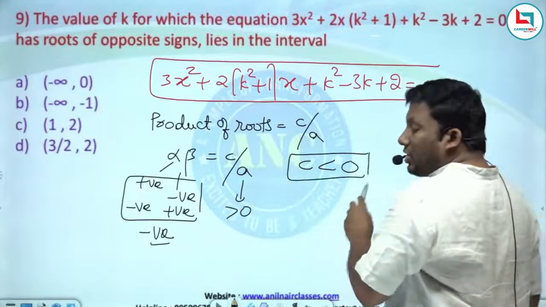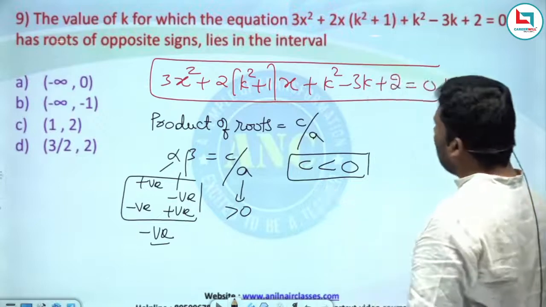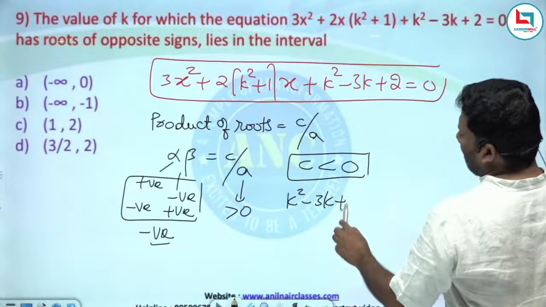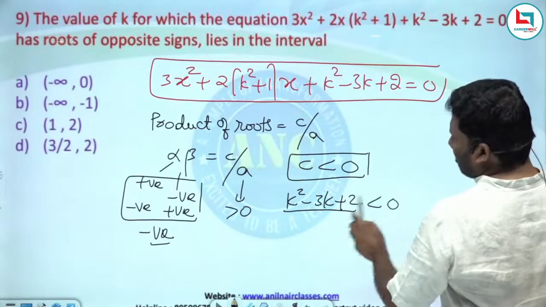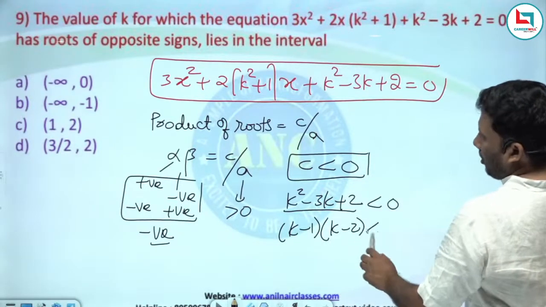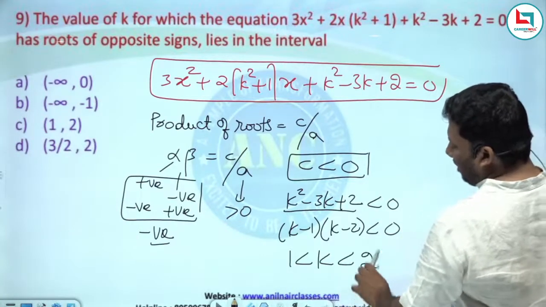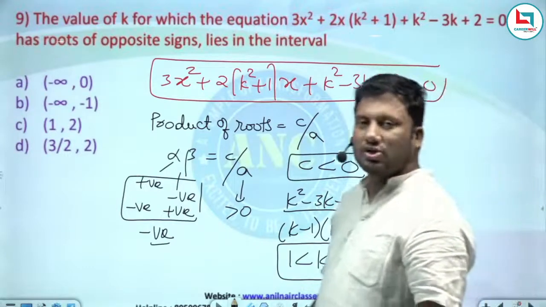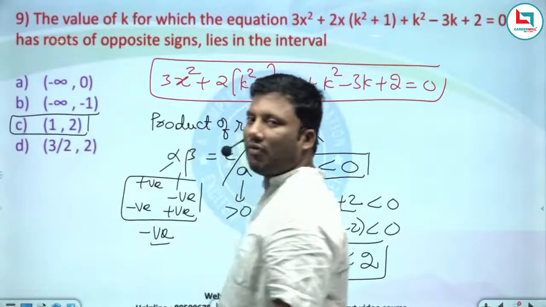If the roots are of opposite sign, c should be less than 0. c is given by k square minus 3k plus 2. c is less than 0. So this will be (k minus 1) into (k minus 2) less than 0. That means if it is less than, k lies between the critical points. K lies between the critical points. Answer for this question is (1, 2). All the real values from 1 to 2.